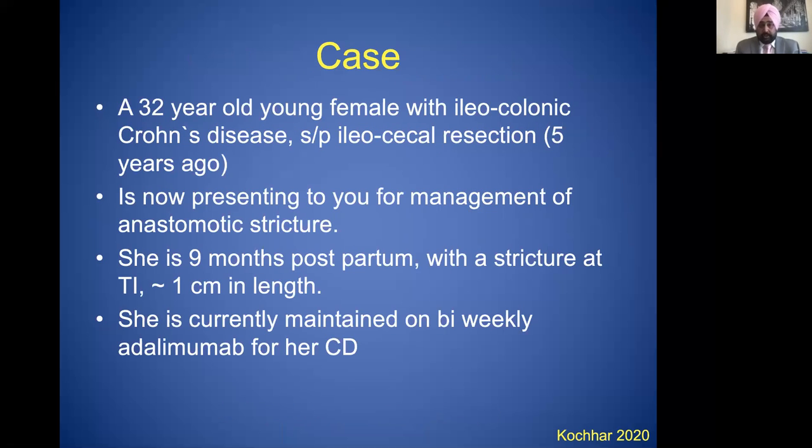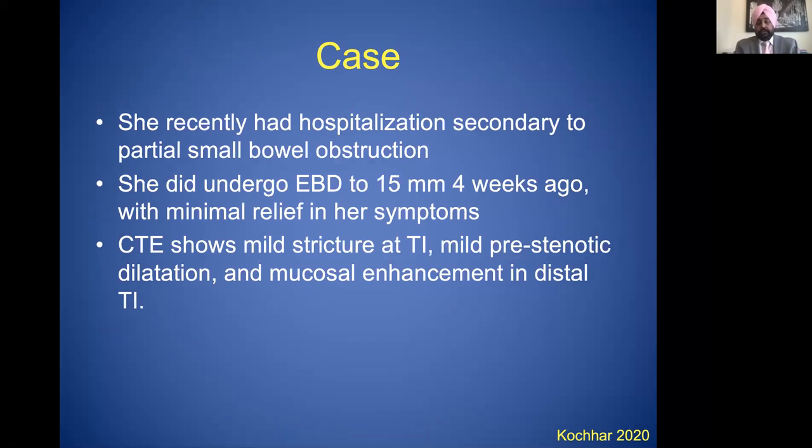A 32-year-old young female with ileocolonic Crohn's disease, status post resection, is now presenting for management of anastomotic stricture. She's 9 months postpartum. Stricture is at the TI at the anastomotic site, approximately 1 centimeter in length. She's currently maintained on biweekly adalimumab for her Crohn's disease. She was recently hospitalized secondary to partial small bowel obstruction. She did undergo a balloon dilatation to 15 millimeters with minimal relief in her symptoms. CT enterography shows a mild stricture, mild prestenotic dilatation, and some mucosal enhancement.